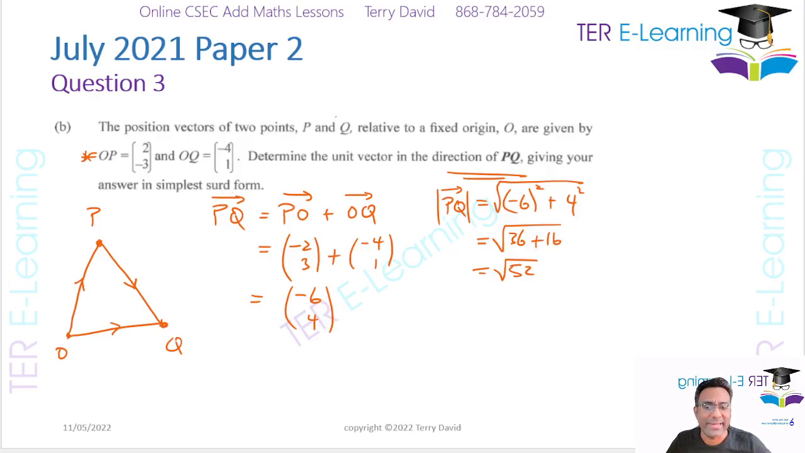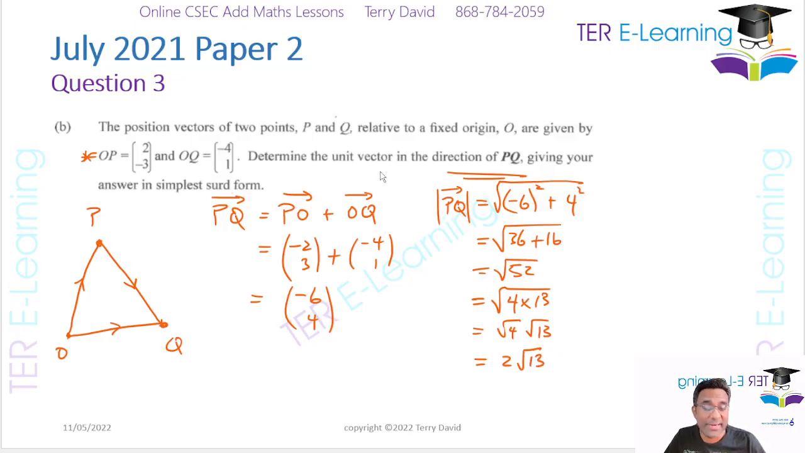Now we can decide to write this in a simpler format. 52 can be written as 4 multiplied by 13, which is the square root of 4 by the square root of 13, which is going to be 2 root 13. So that's my magnitude there.